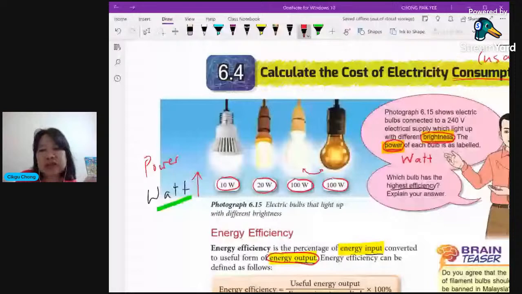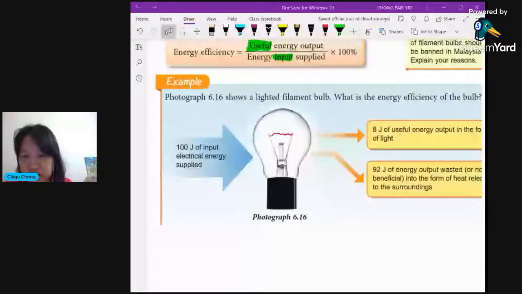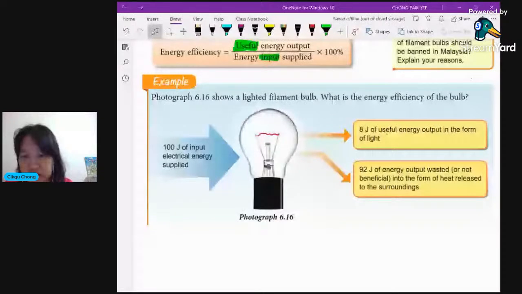Now look at this bulb. This is a normal light bulb. We call it a filament bulb. Okay, a filament bulb. Okay, you have a concept of powerful. Powerful means you do things in a short time, you do the same job compared to another person, but you can finish it fast. Then you say it's powerful. Like a powerful runner, the legs are very strong, can finish the race faster, in a shorter time.